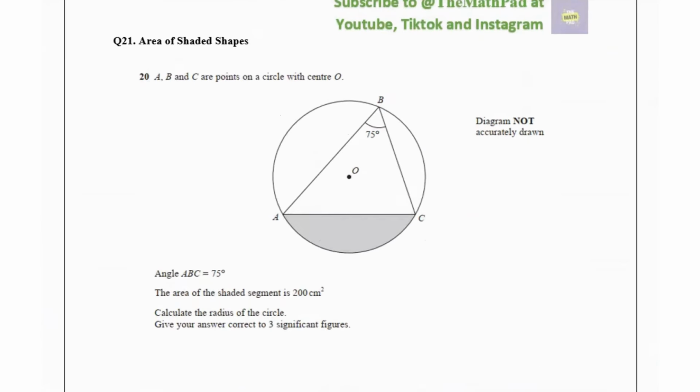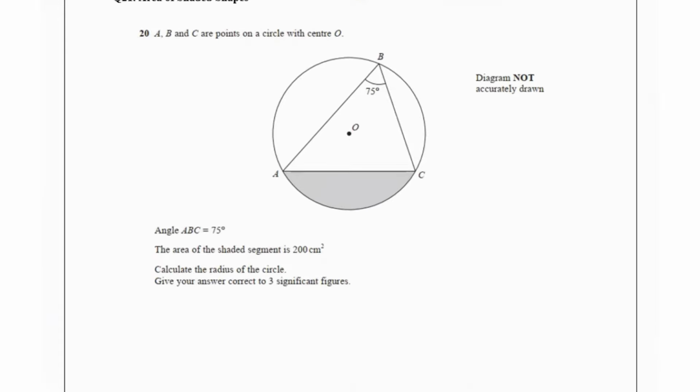Then the next question says A, B, and C are points on a circle with center O. Angle ABC is given as 75 degrees. The area of the shaded segment is 200 centimeters square. We have to calculate the radius of the circle, giving the answer correct to 3 significant figures.